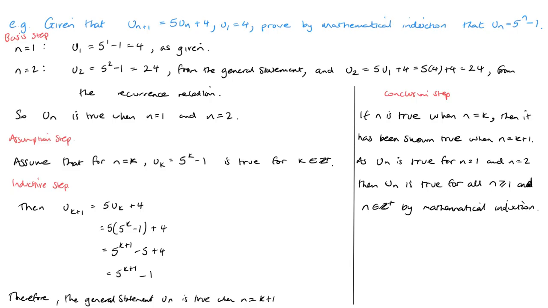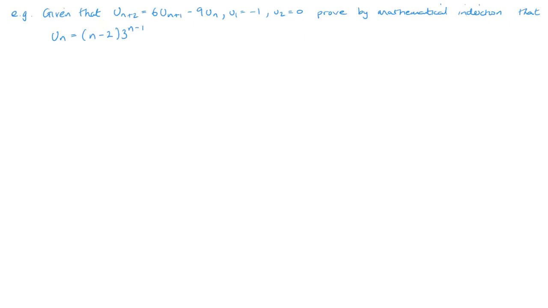In fact, let me do a second example with a u of n plus 2. Okay, second example. So we're doing one with an n plus 2. Here it is. Because we've got an n plus 2, we've given u1 and u2 in this case. Proved by mathematical induction that u_n equals this. So same kind of start as the last time. So we start with n equals 1.